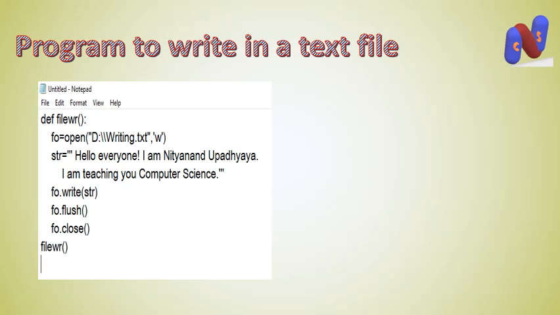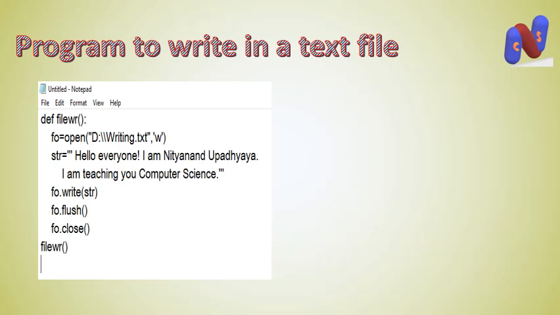Now f4.flush. As we have learned about the flush function, it forces the processor to complete the task. Now f4.close, which is used to break the link between the particular file and our program. And at last, as a top level statement, I have called my function file_wr. So this is the code for writing anything in our text file.